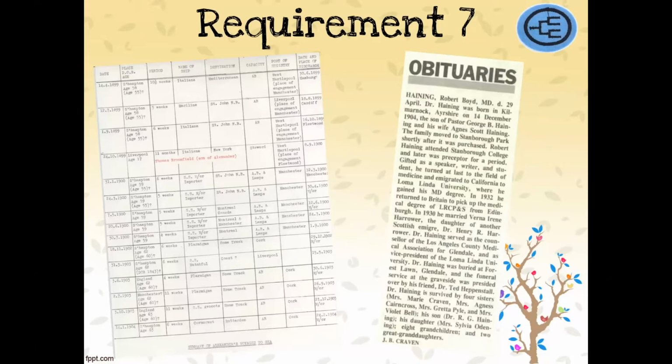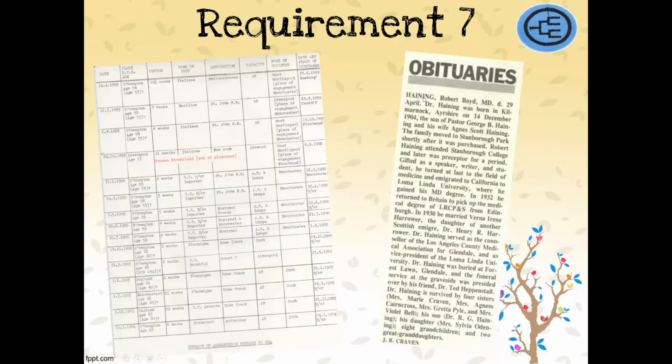Again, this is split. We've got one saying primary, one saying secondary. So I think you've stumped them with this one. This one actually is very interesting, because if you look at the initials at the very bottom, it says GB Craven. They've written it. So they're writing it about Robert Boyd Haining.